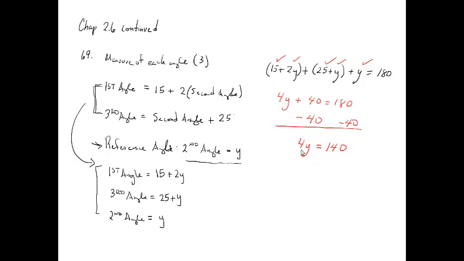Now I still have to get y by itself, but it's being multiplied by 4, so I'm going to divide by 4. If I divide by 4, I end up with y equals 35 degrees. So y was the second angle. So the second angle equals 35 degrees, which means now I can get the first angle and the third angle. The first angle was 15 plus 2y, which is 15 plus 2 times 35, which is 85 degrees. So the first angle is 85 degrees.